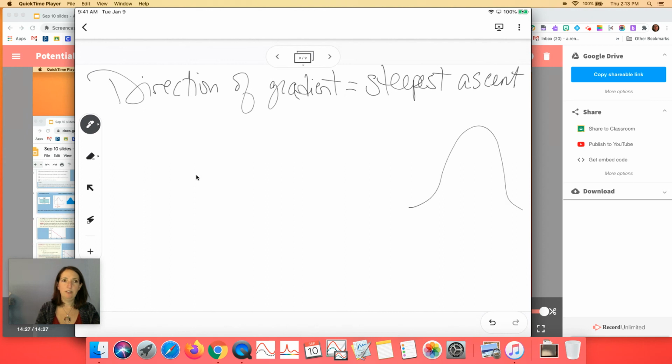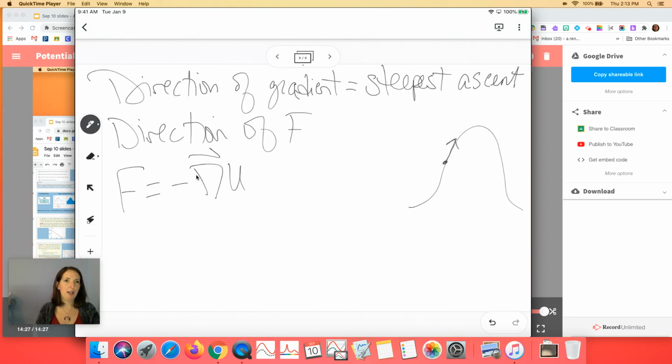So you're thinking of a hill, right? Steepest ascent is like that, right? So what's the direction of the force? If force is negative grad u, the direction of the force is the steepest descent. Well, gosh almighty, that makes a whole lot of sense. That's the direction of the force on it, the steepest descent.